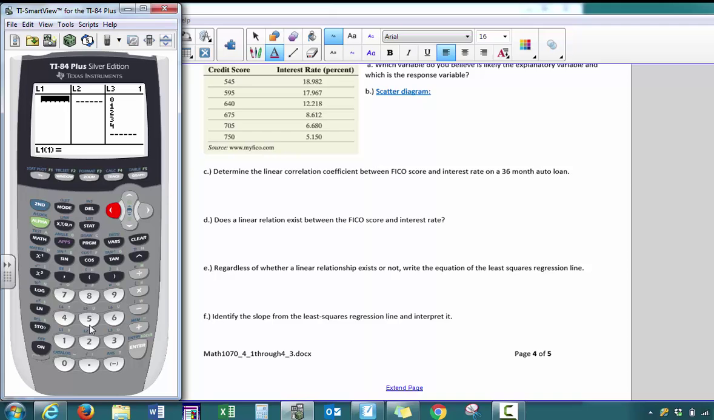So now we want to enter our data, and you press enter between every line, making sure that once you're done, you go back and check your values, because it's very easy to mistype on the graphing calculator.